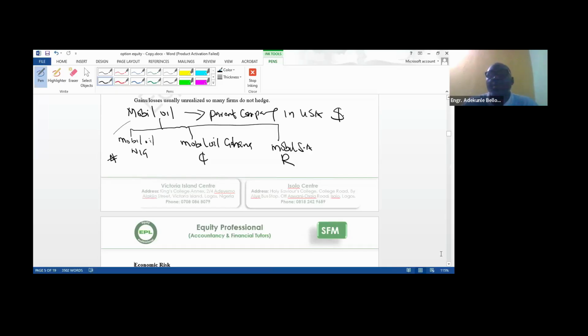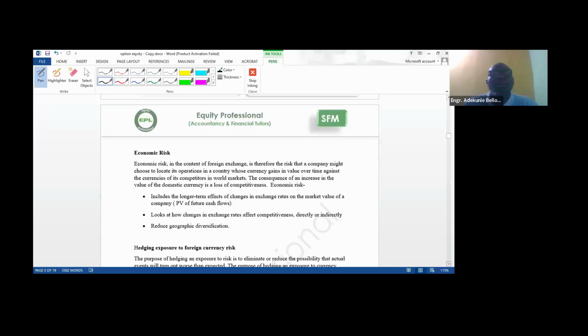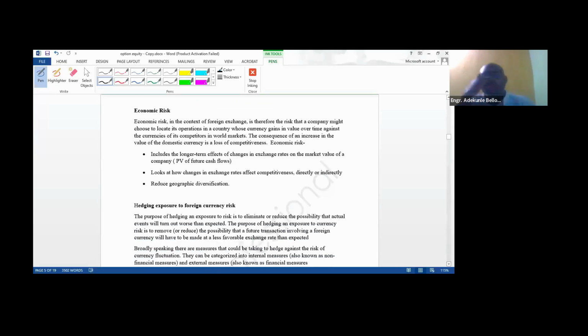Number 3, economic risk. Economic risk is the risk resulting from exchange rate fluctuation that can affect the present value of future cash flows.